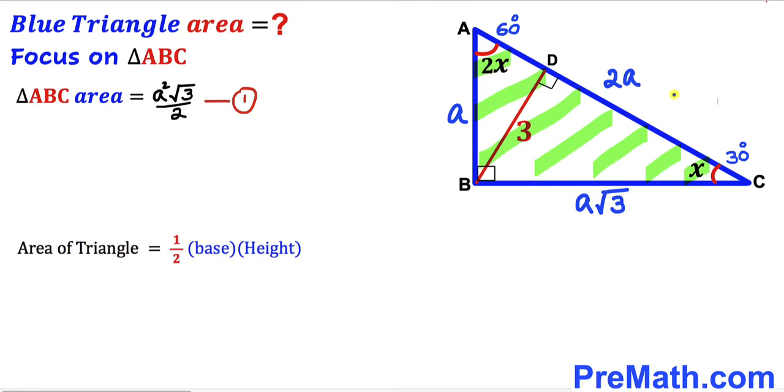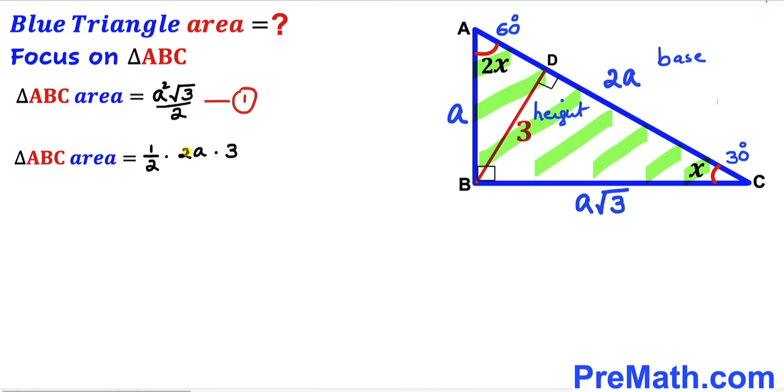Let's focus once again on this triangle ABC. And we could see that this side AC is the base of this blue triangle ABC, whereas this BD is the height of this triangle. And now we are going to apply this area of the triangle formula once again. So this is going to give us a half times our base, which is 2 times a, times the height, which is 3. And here we can see 2 and 1 divided by 2 cancel each other out.